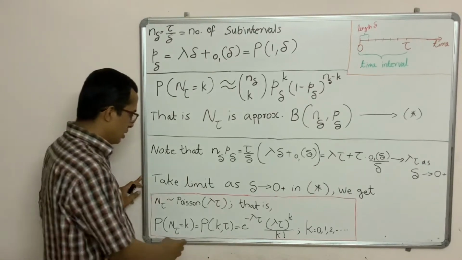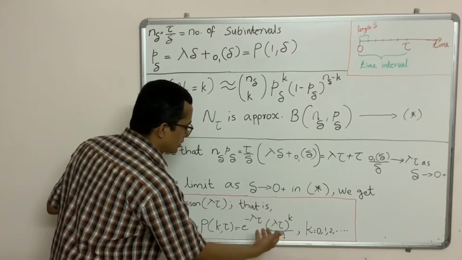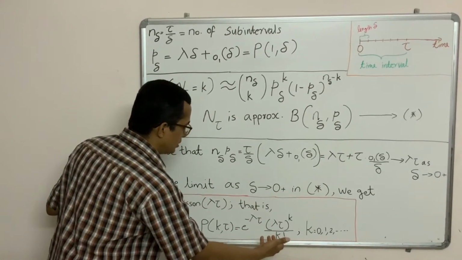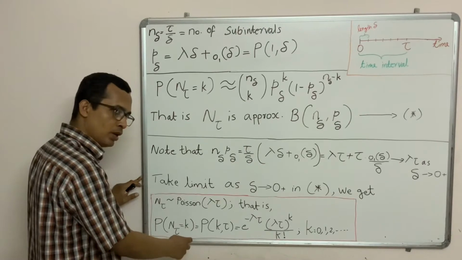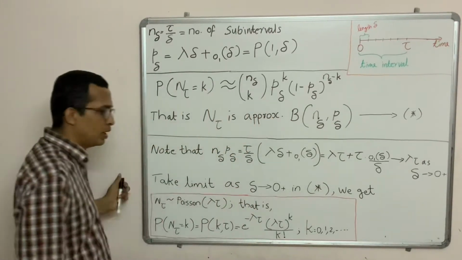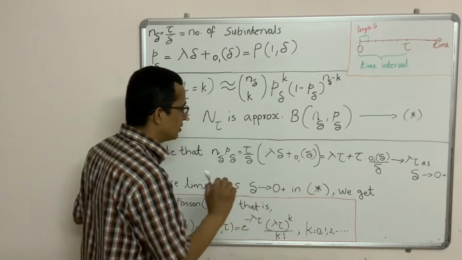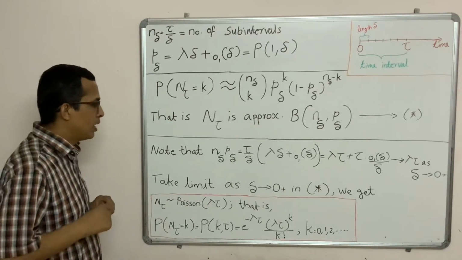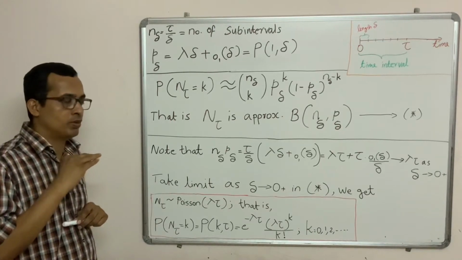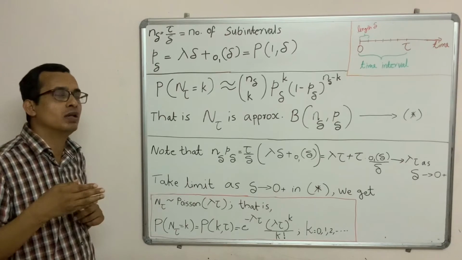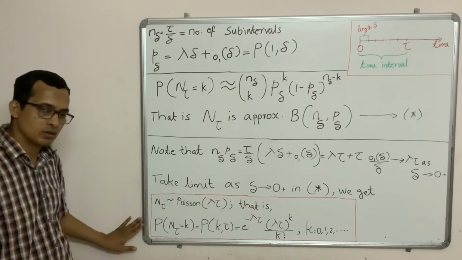In other words, given any k equal to 0, 1, etc., p k tau, the probability of exactly k arrivals in that interval of length tau, is the same as the probability of n tau equal to k. So n tau is a Poisson random variable, which means this probability is e power minus lambda tau, lambda tau power k by k factorial. So that is the fact: the number of arrivals is Poisson. This is analogous to the fact that for a discrete time Bernoulli process, the number of arrivals by time n was a binomial with parameters n and p. Here it is Poisson. So it is an analogous fact.